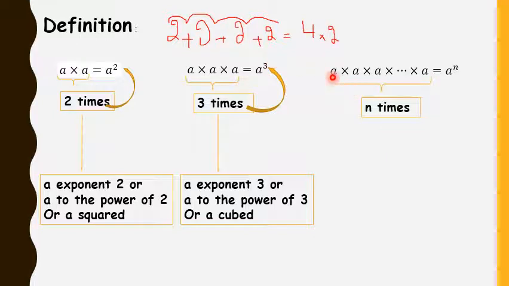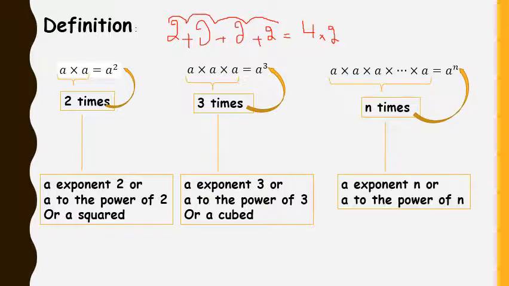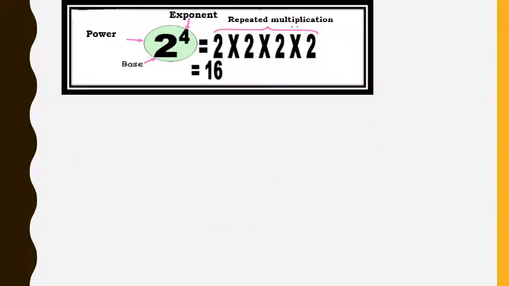Now another example. A times A times A, n times. How can we abbreviate it? The repeated letter is A. How many times it's repeated? N times. N could be any number: 5, 6, 7, 100. So I write it A to the power n. The base is A, while the exponent is n. N shows me how many times it's repeated. Okay? It's A exponent n, or A to the power n. It's easy, right? Let's go on.